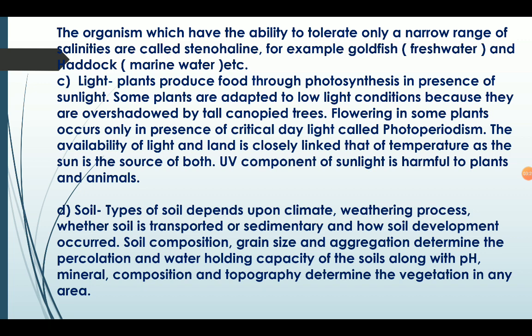Organisms which have the ability to tolerate only a narrow range of salinities are called stenohaline. For example, goldfish in freshwater, haddock in marine water, etc.